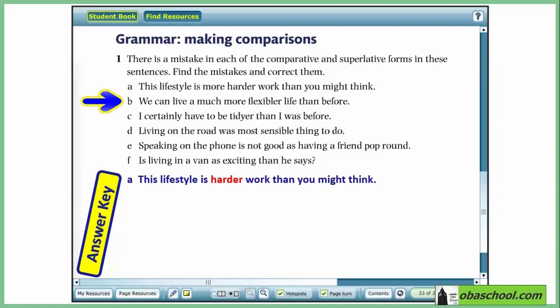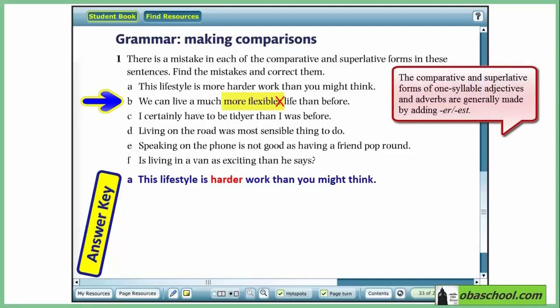B. We can live a much more flexibler life than before. The mistake here is "more flexibler" because, as we have said previously, we can't have both "-er" and "more" with the same adjective. But this time we will keep the "more" and remove the "r" because "flexible" is a three-syllable adjective. So its comparative form will be "more flexible" and not "flexibler". The word "more" we added before "flexible". So now the sentence will be, we can live a much more flexible life than before.